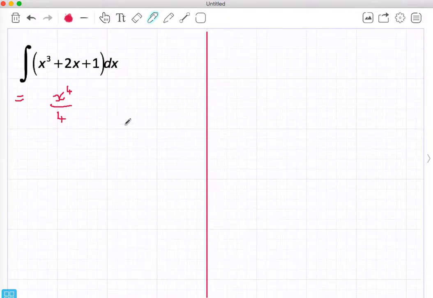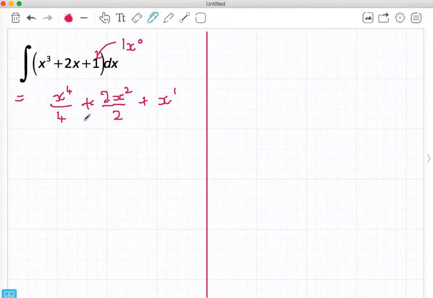And so this one here becomes 2x, and I add 1 to the power, and I divide by the new power. So you can see that these are going to cancel out. And this, which is actually 1x to the power of 0, actually becomes x to the power of 1, or x, or 1x.